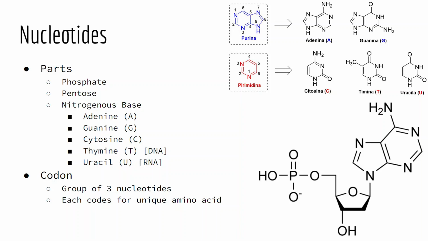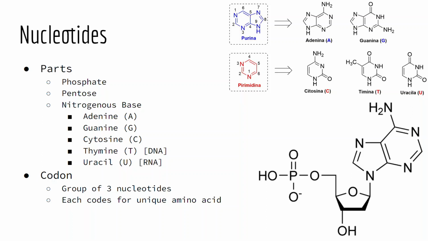You have the purines, which are nitrogenous bases with 2 rings, and they're called adenine and guanine. And then the second group are called the pyrimidines, which are the nitrogenous bases with 1 ring. So you have cytosine, thymine, and uracil. And thymine is found in DNA, and uracil is found in RNA.